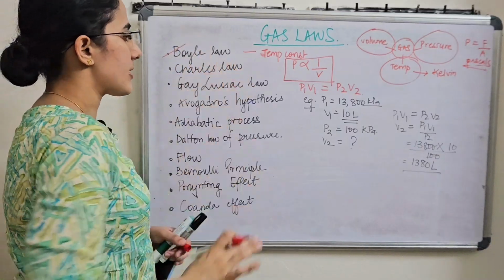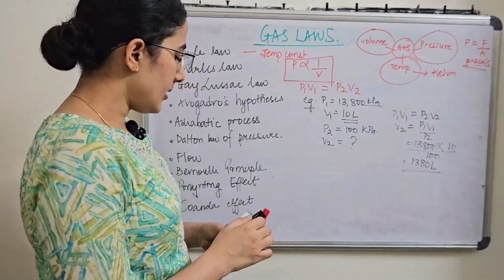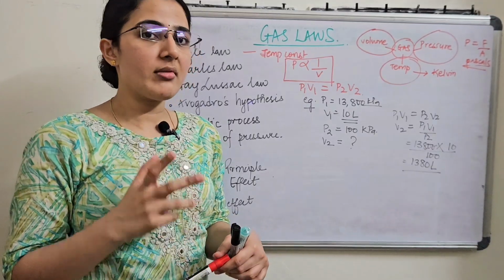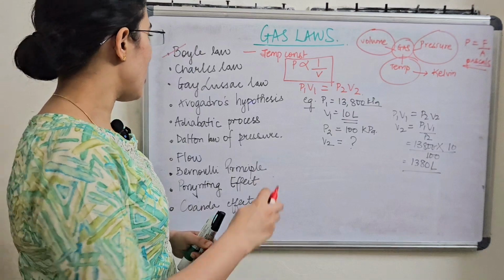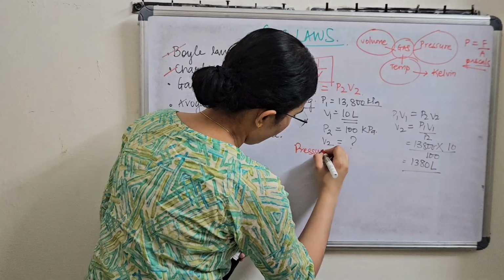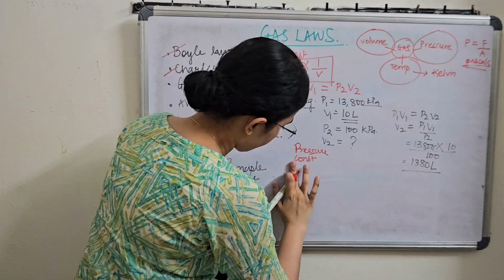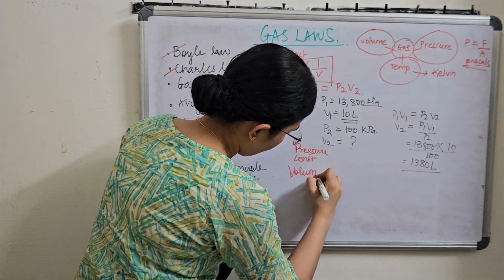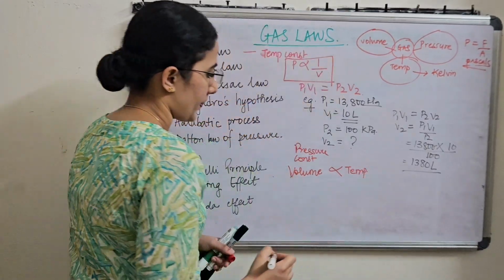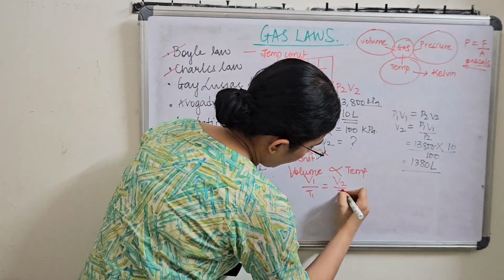Next, coming to Charles' law. In Charles' law, we'll be seeing that under a constant pressure. There's a mnemonic: Charles is always under constant pressure, so we can remember it like that. Under constant pressure, the volume of the gas is directly proportional to the temperature. So V1 by T1 equals V2 by T2.